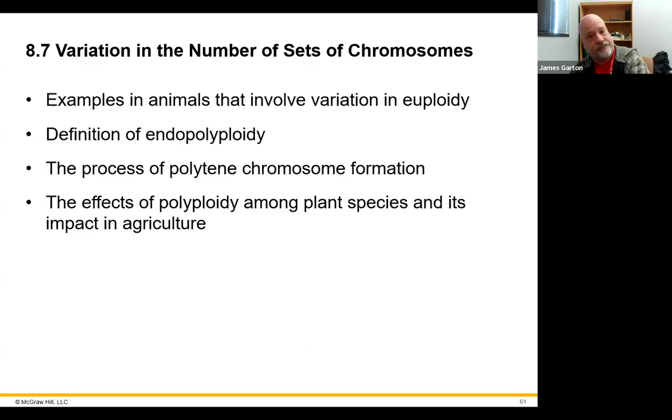Now, there are examples of animals that have variation in euploidy. There's also what they call endoploidy. There's also this really interesting thing called a polytene chromosome. And then there's polyploidy in plants.